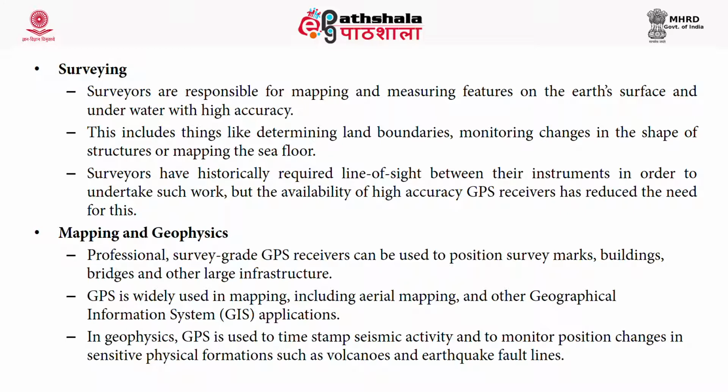Further, GPS is also used for surveying and mapping applications such as mapping and measuring the features on the earth's surface and underwater with very high accuracy, and determining the land boundaries, monitoring changes in the shape or structure of sea floor, and for positioning the survey marks, buildings, bridges and other large infrastructure. It is also widely used in mapping, including aerial mapping and GIS applications. In geophysics, GPS is used to timestamp seismic activity and to monitor position changes in sensitive physical formations such as volcanoes and earthquake fault lines.